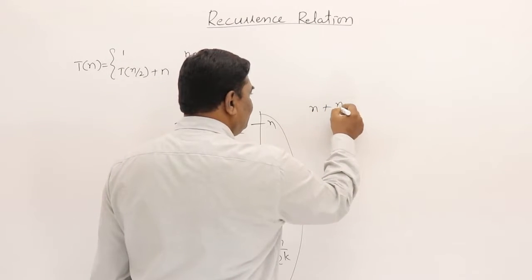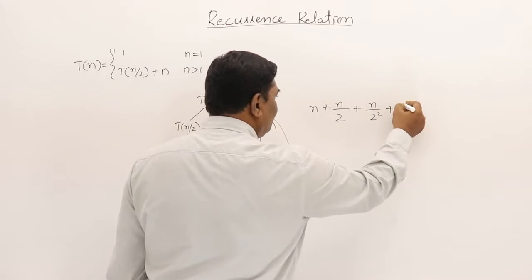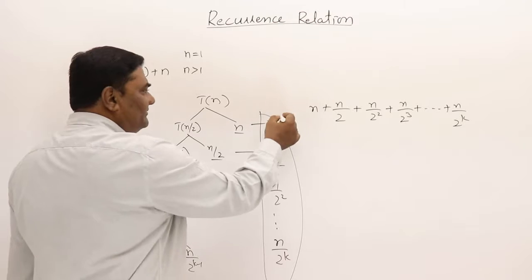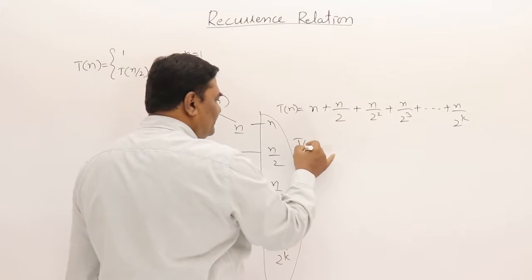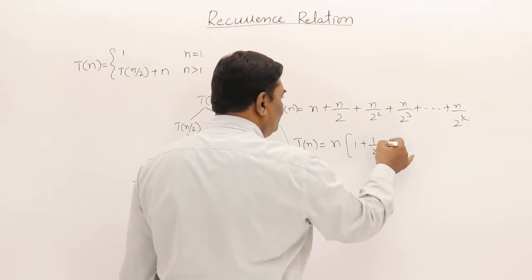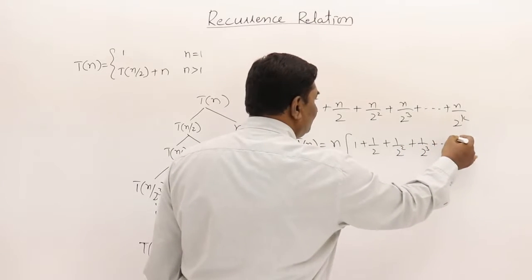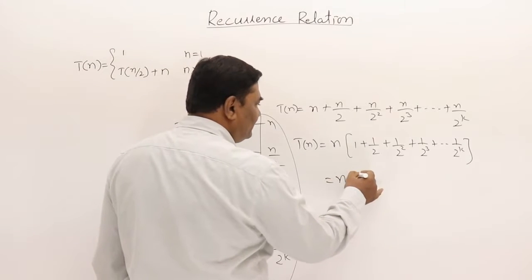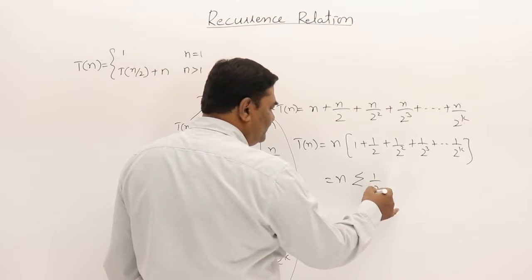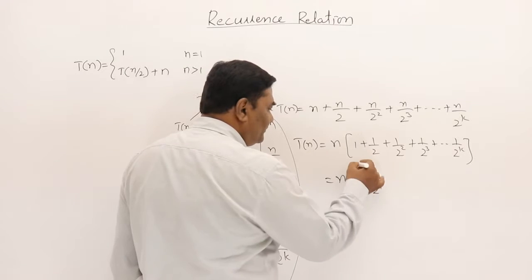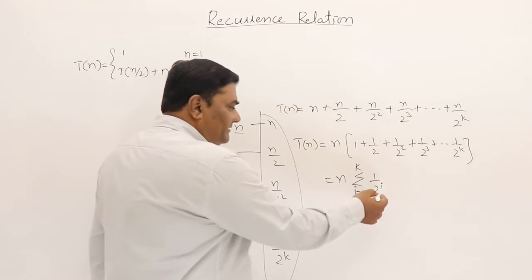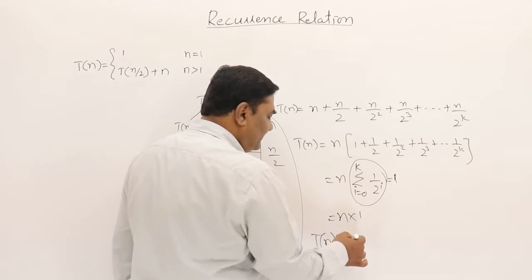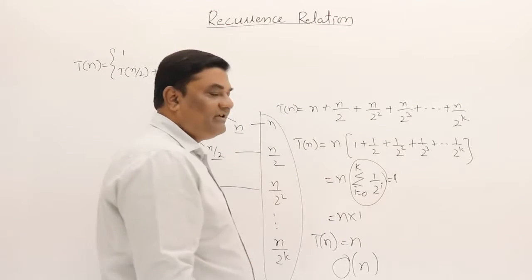So this is n plus n/2 plus n/2² plus n/2³ plus goes on to n/2^k. This will be T(n). What is this equal to? n common: 1 plus 1/2 plus 1/2² plus 1/2³ plus goes on to 1/2^k. This is n times the sigma of 1/2^i, where i takes values from 0 to k. What is this equal to? This will be equal to 1. Remember this. So this is n into 1. So the T(n) answer is n. So this is big O of n or theta of n, anything you can say.